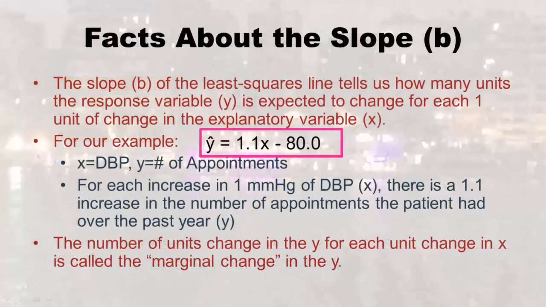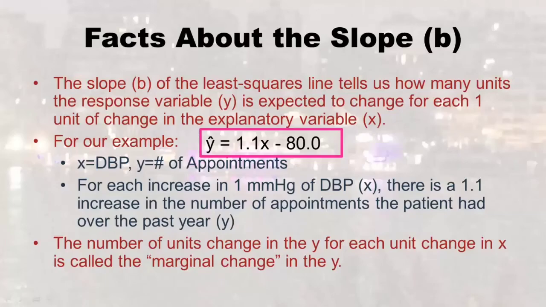All right. And now I want to focus more succinctly onto the slope, or b, right? So remember, in our example we calculated b and we got 1.1 for b, and that's the slope. So I want to point out that the slope b of the least squares line tells us how many units the response variable, or y, is expected to change for each 1 unit of change in the explanatory variable, or x. So that's a little bit of a tongue twister, but if you think of our example, it's a little easier to understand. The slope was 1.1 in our example, and we were having x be DBP and y be number of appointments over the last year. What we're essentially saying is for each increase of 1 mmHg of DBP, or the x, there is a 1.1 increase in the number of appointments the patient had over the past year.